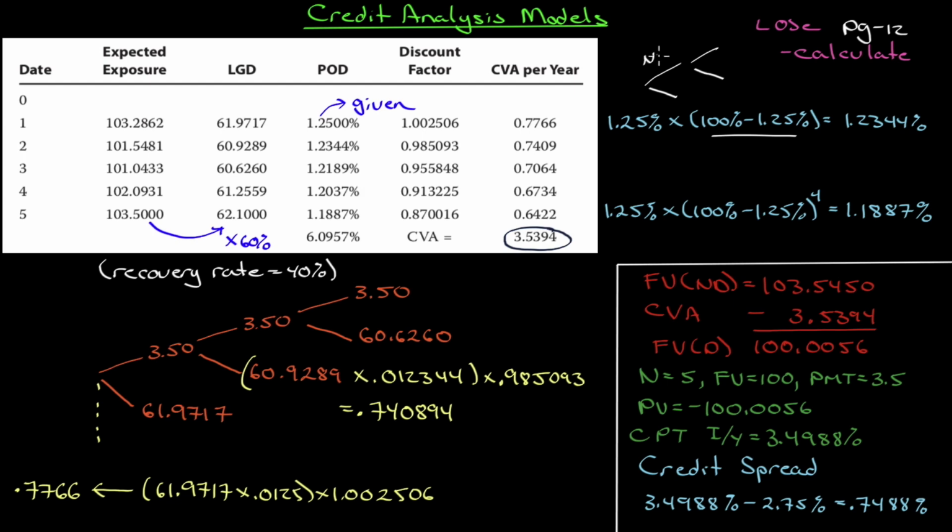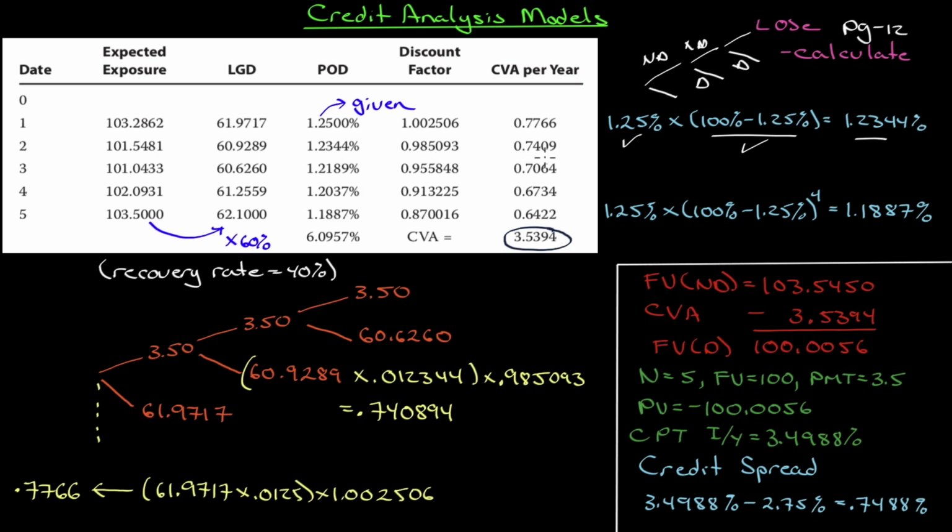This is the probability of no default multiplied by the probability of default. So the probability of default is 1.25%. The probability of no default was 98.75% to get 1.2344. And for the next period, we would just multiply no default by default, etc. And that's how we get these rates in here.